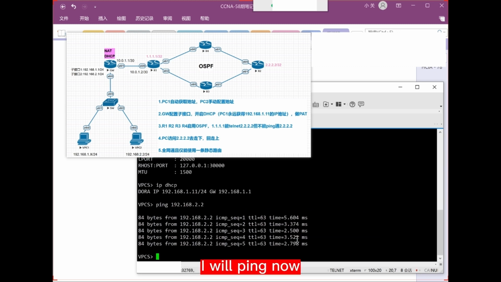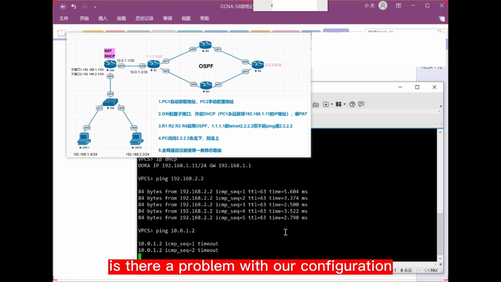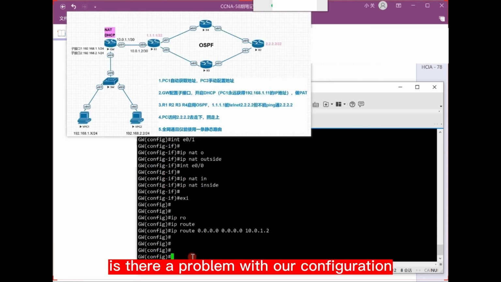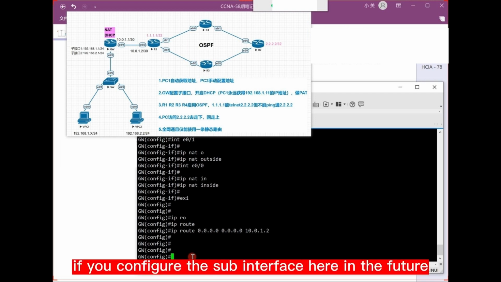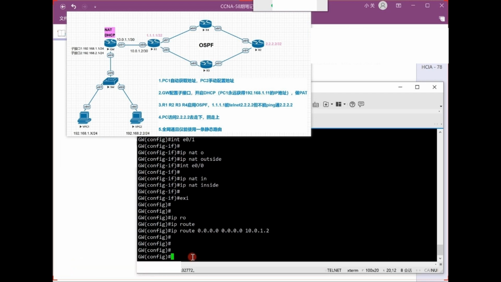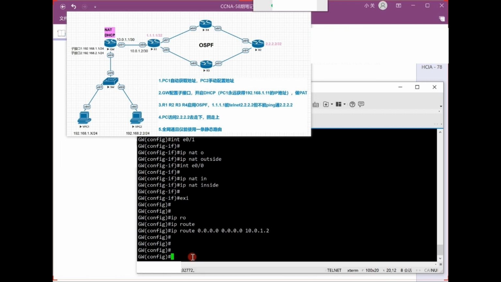I will ping now. Ping 10.0.1.2. No pass. Why didn't it work? Is there a problem with our configuration? Okay. We need to enter the subinterface. If you configure the subinterface here, then when you configure the internal network interface, you have to enter the subinterface instead of the physical interface.